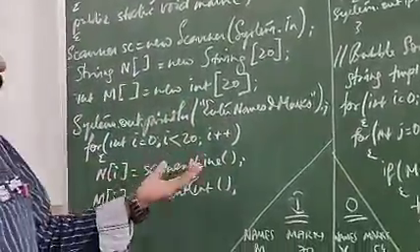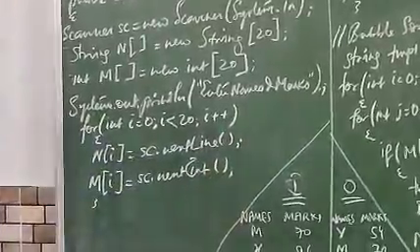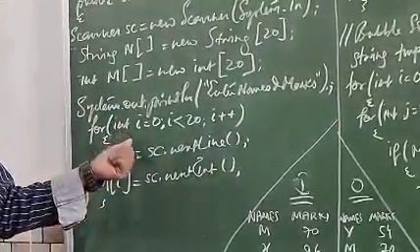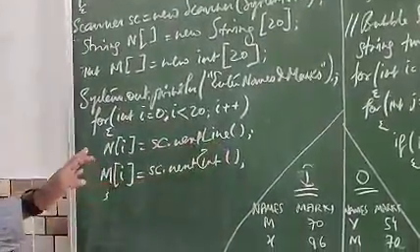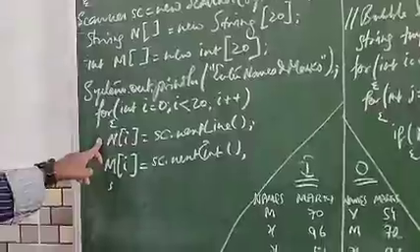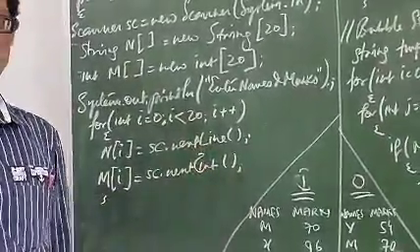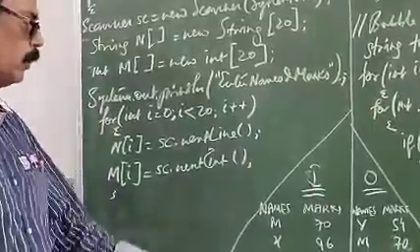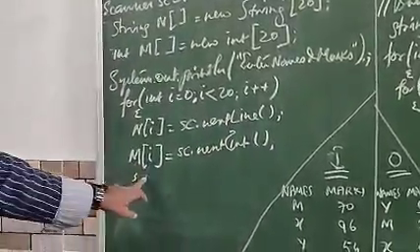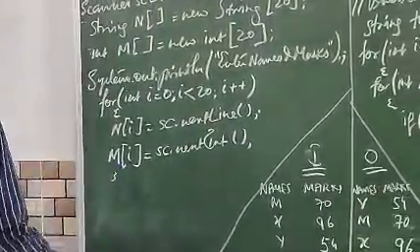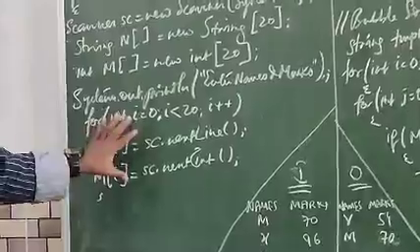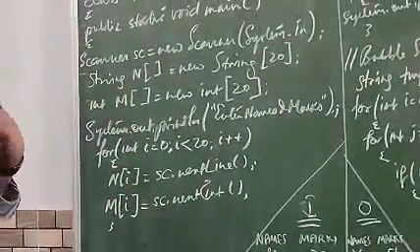System.out.println to enter names as well as marks. Then take a loop: for int i = 0, i < 20, i++, and then n[i] = sc.next() or sc.nextLine(), anything. If you are taking one word, write next. If you are taking more than one word, use nextLine. And then m[i] = sc.nextInt(), that is for the marks. So this is for accepting the names as well as the marks.